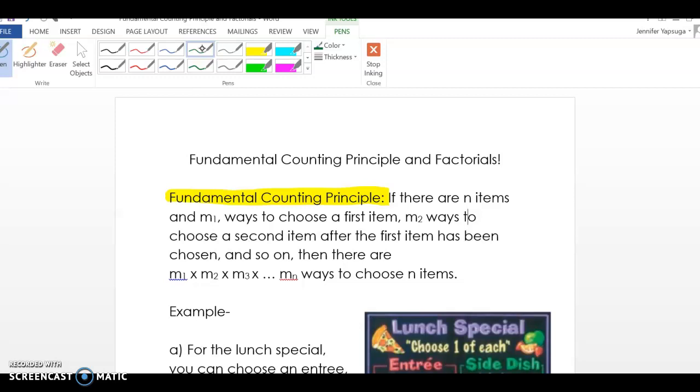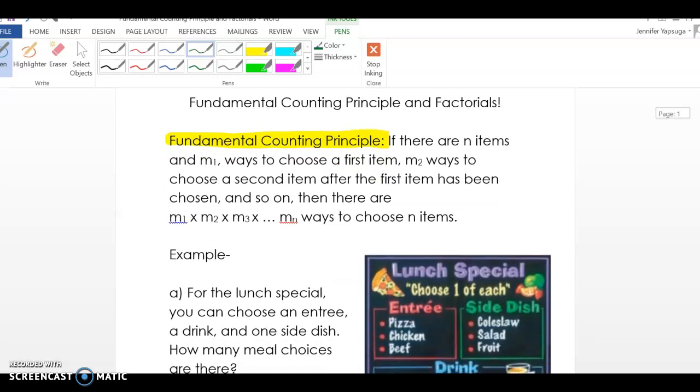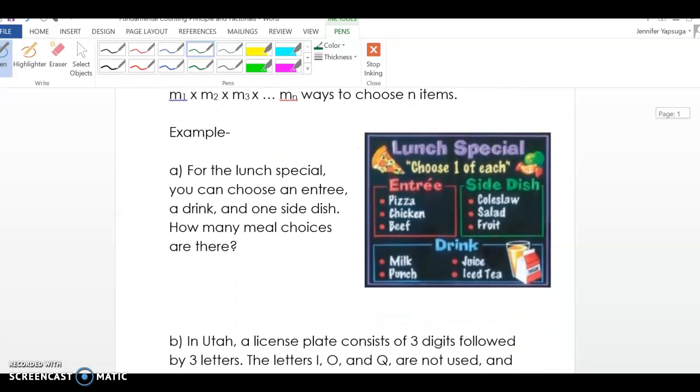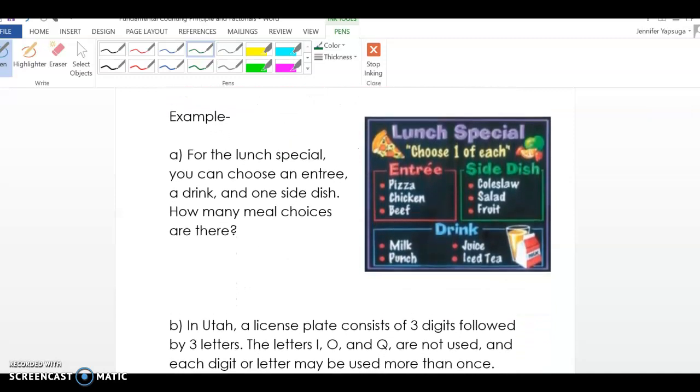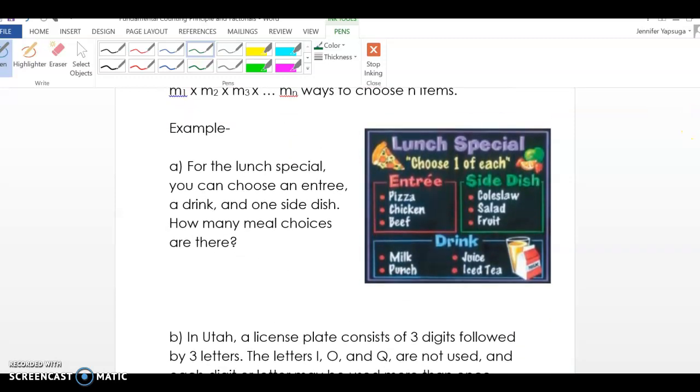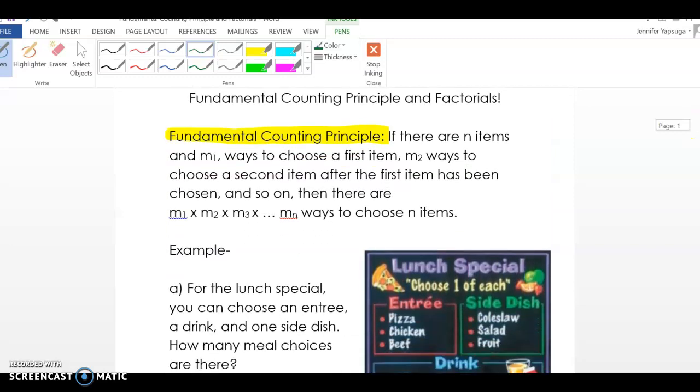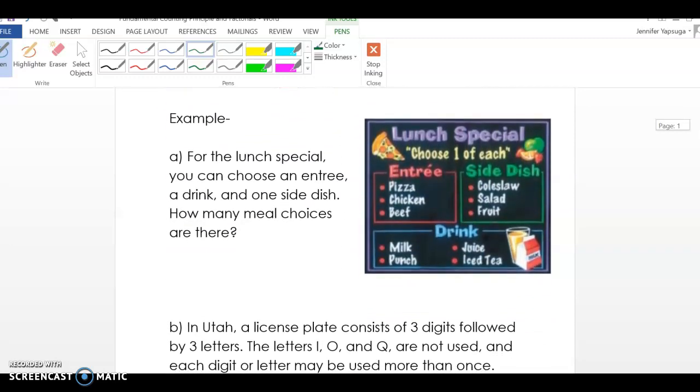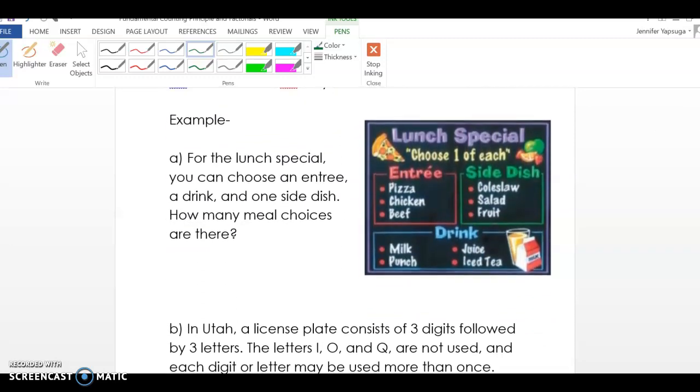So this might not make total sense in the definition form, so that's why I'm providing you with an example. Let's run through this example together and apply this counting principle. We have a menu board up here about a lunch special, and the question says, for the lunch special you can choose an entree, a drink, and one side dish. And we want to know how many different meal choices there are.